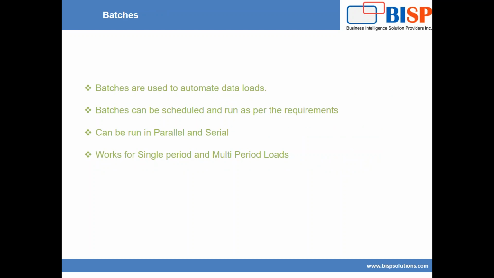Batches. Batches are the simplest thing. They are simply used to run automations. You can schedule batches and run them as per your requirement. You can run the data load rules using batches, and they can be run in serial or parallel, whatever you want, and it works both for single-period and multi-period loads. So one important thing is the scheduling of the batches. With this feature, you do not need to use any third-party tool to run this automation. You can simply schedule them, and FDMEE cloud will trigger them based on the time that you have scheduled.